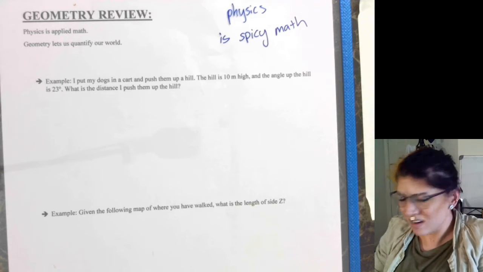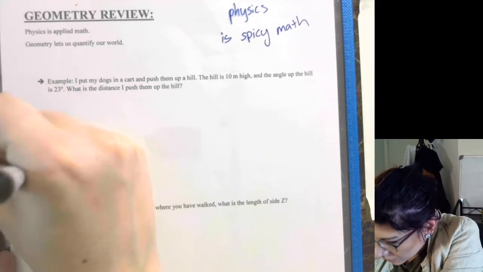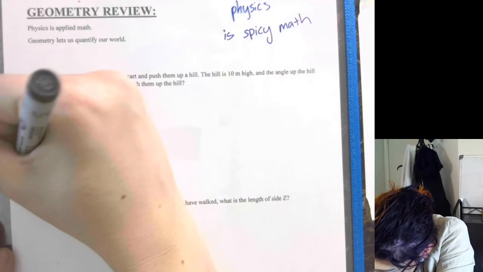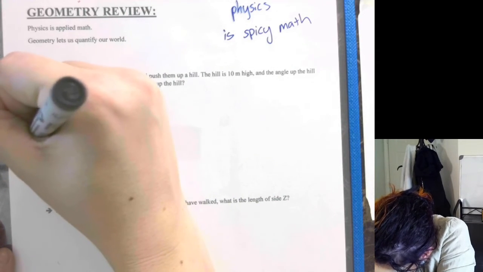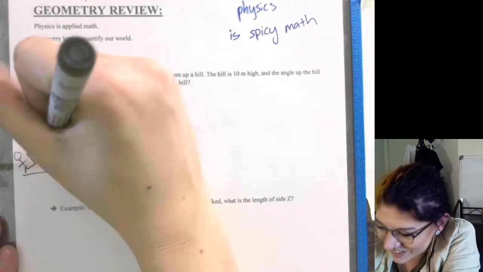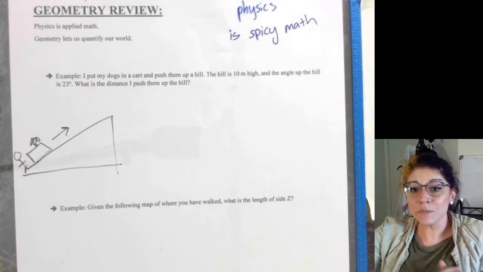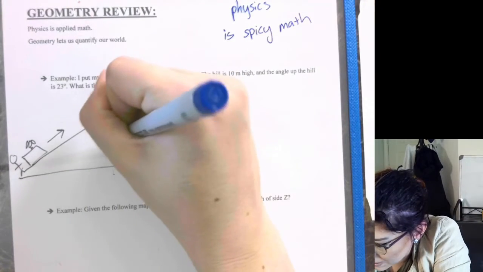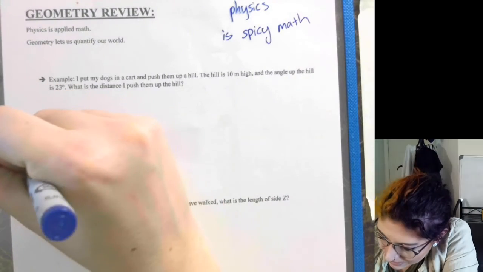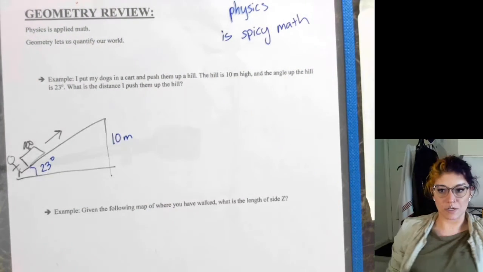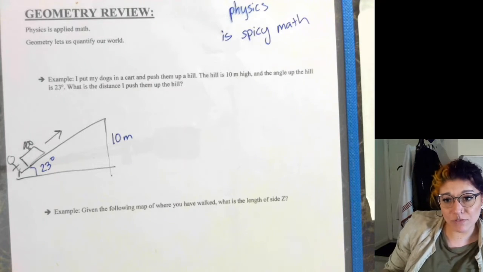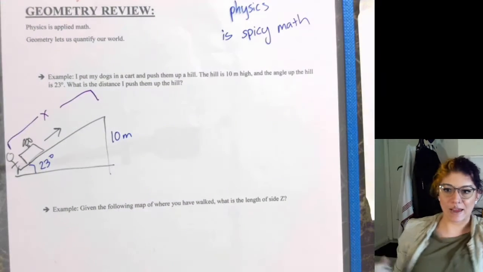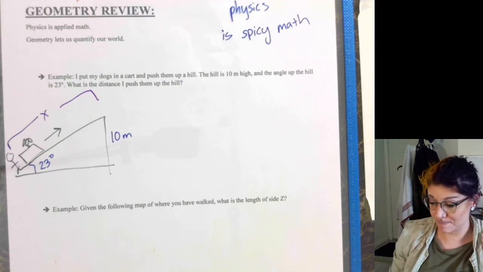Let's draw a picture first, right? Let's see what's going on in this scenario. Okay. So I know I've got a hill, right? So I'm pushing my dogs. Pretend that's my dog. I'm pushing my dogs up a hill. I am told that the hill is 10 meters high and that this angle is 23 degrees. I'm asked to find this distance x. How far do I actually push them?